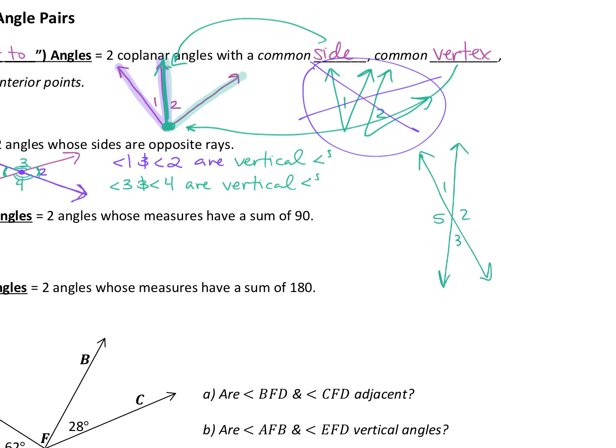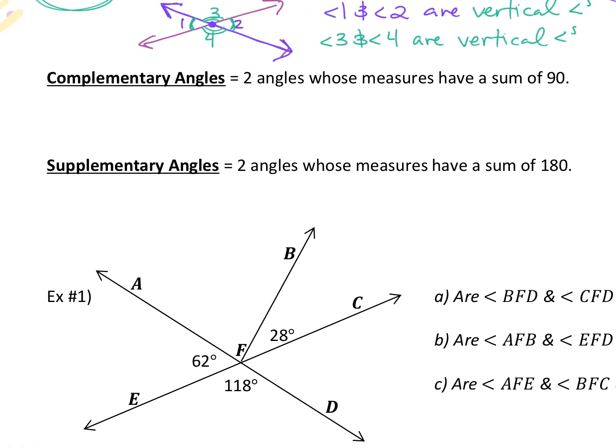Which angles here are vertical angles? 5 and 2, and 1 and 3. Okay? That's it. Vertical angles. So it's like they're across from each other. Remember, adjacent is next to each other. Vertical is across from each other. Okay?